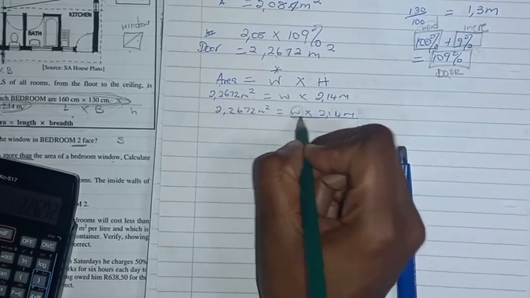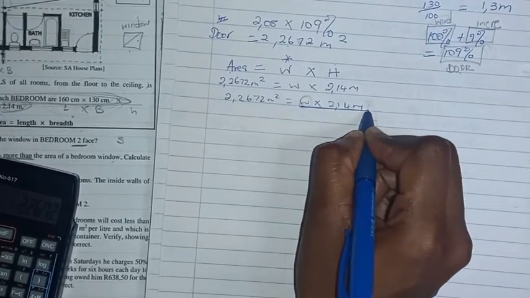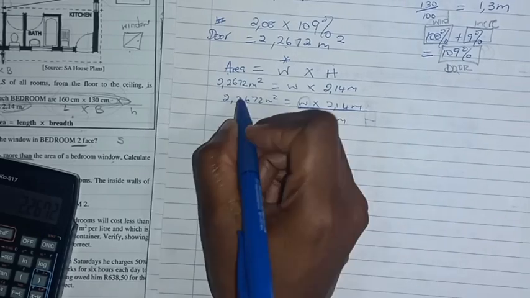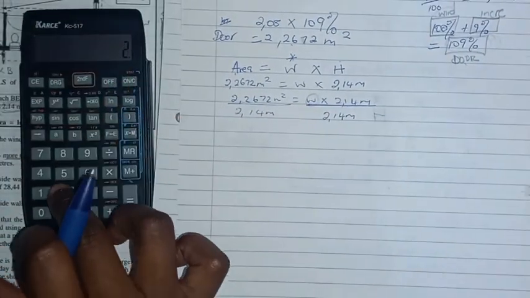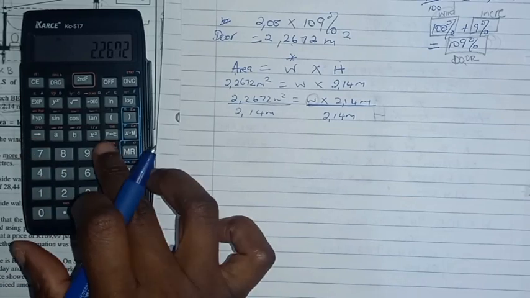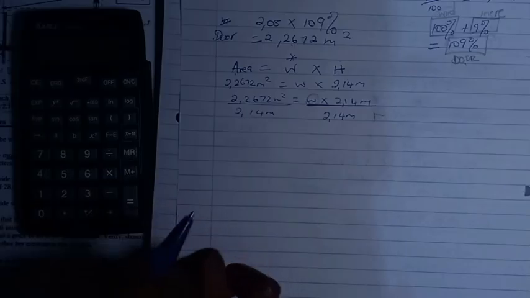Remember, this is our unknown. So what I'm going to do is I'm going to say opposite of multiply is divide. Divide by 2,14 meters and divide by 2,14 meters this side. Then let's find the answer. 2,2672 divided by 2,14.